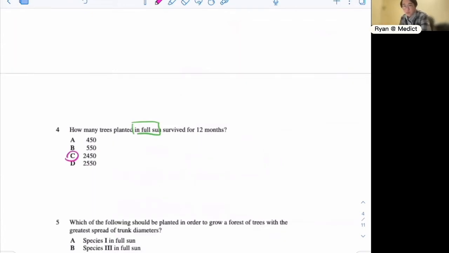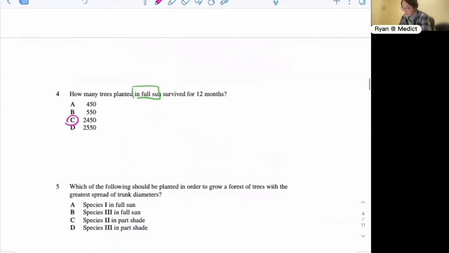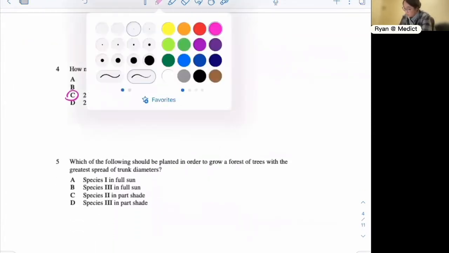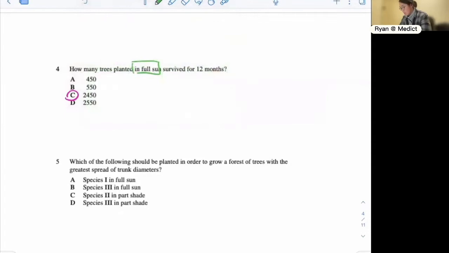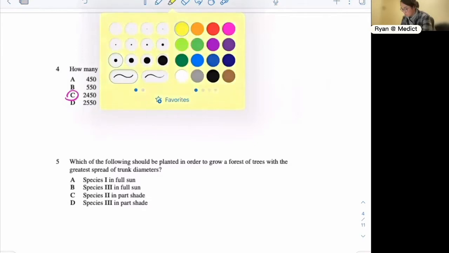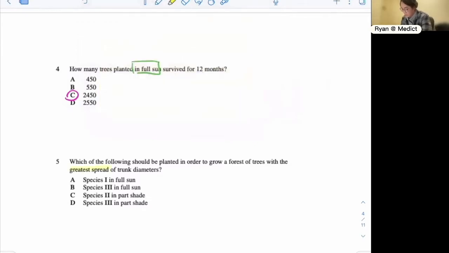As you can see, as long as you understand the graph, the introductory information is pretty much useless. You can do the questions. It's just about counting and doing some simple math. It's really not that hard. So, all right, moving on to the 5th question. Which of the following could be planted in order to grow a forest of trees with the greatest spread of trunk diameters? So a keyword being introduced here is the word spread.